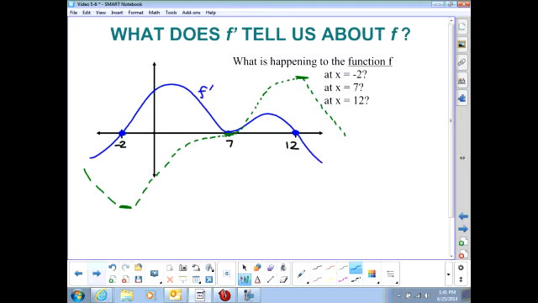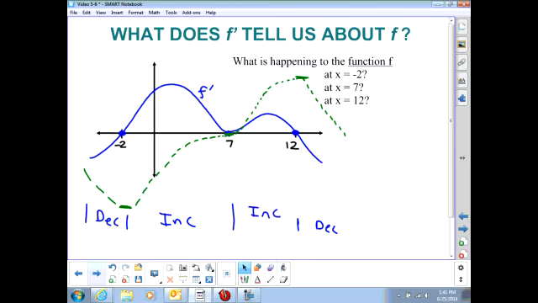So what this really tells us is in this section, our original graph was decreasing. In this section, our graph was increasing, and then all the way to 12, it was increasing. At 7, because there's a horizontal tangent line, it is neither increasing nor decreasing. And then from 12 on, it's back to decreasing. So the sign of the derivative, whether it's positive or negative, can tell you whether it's increasing or decreasing.